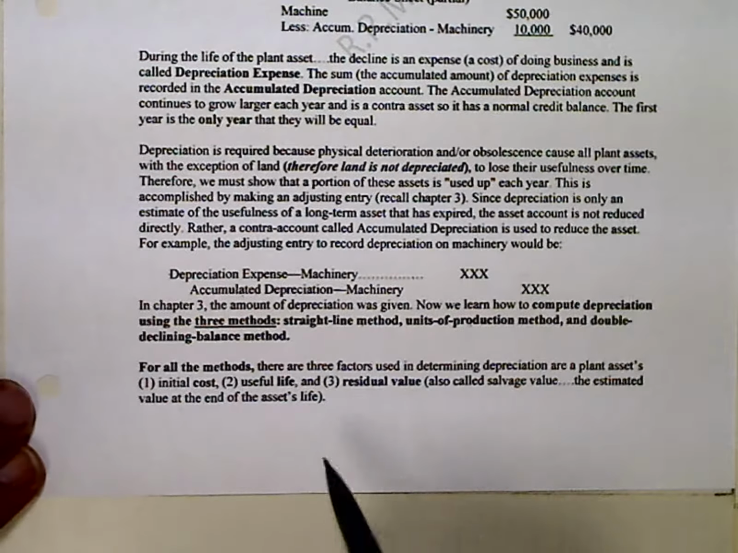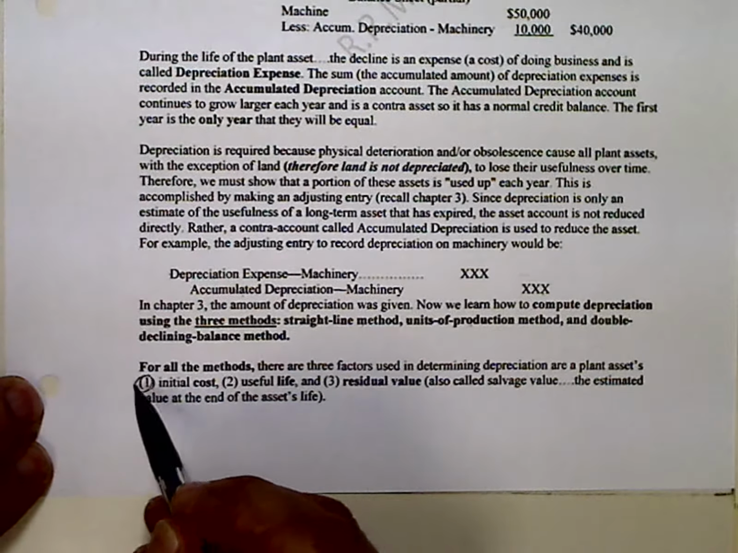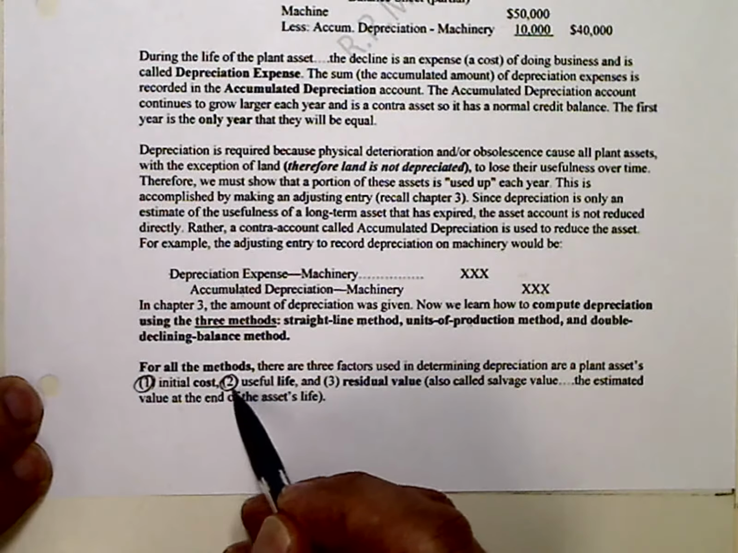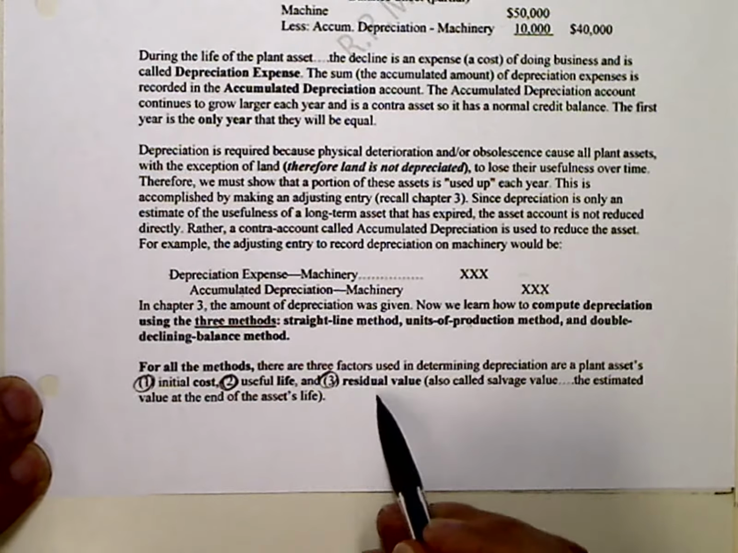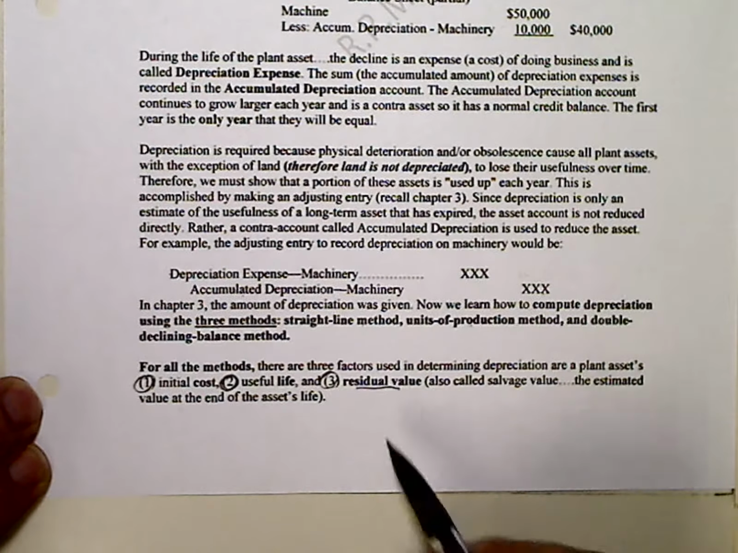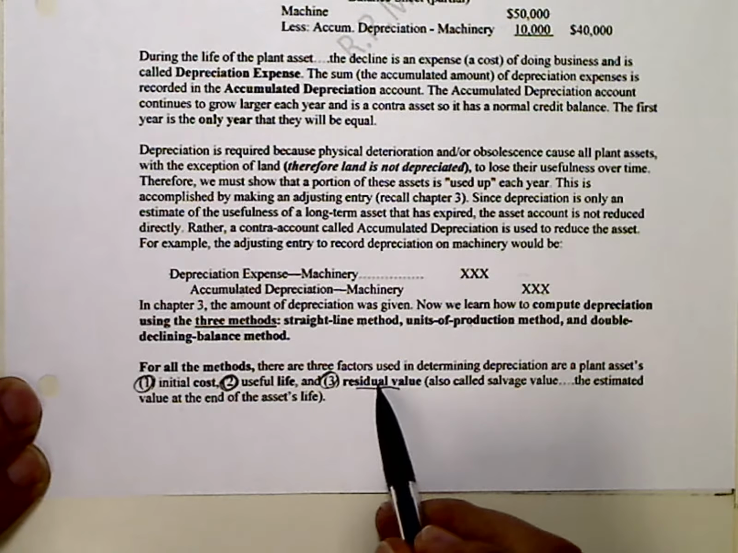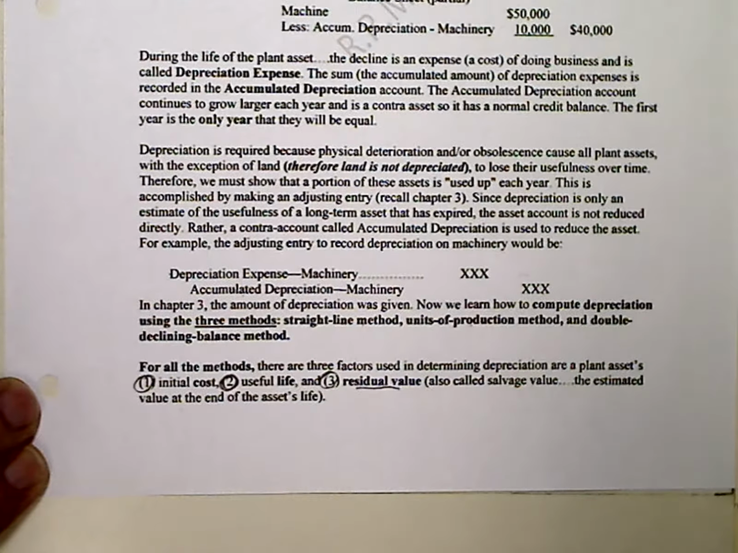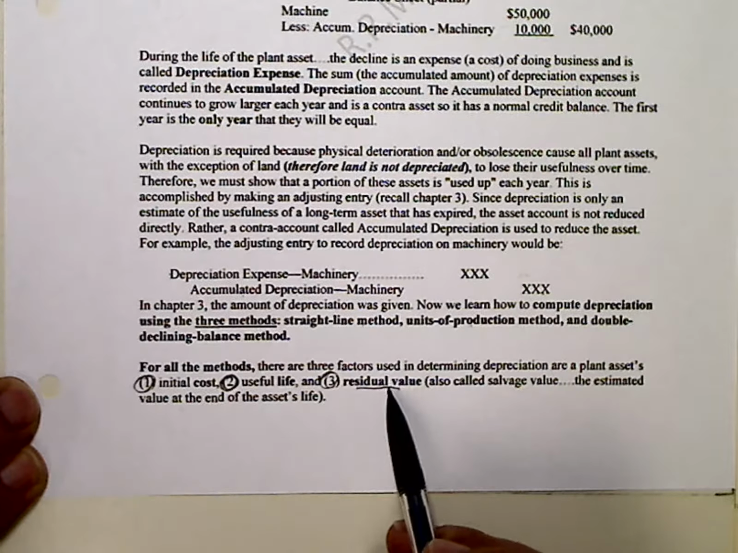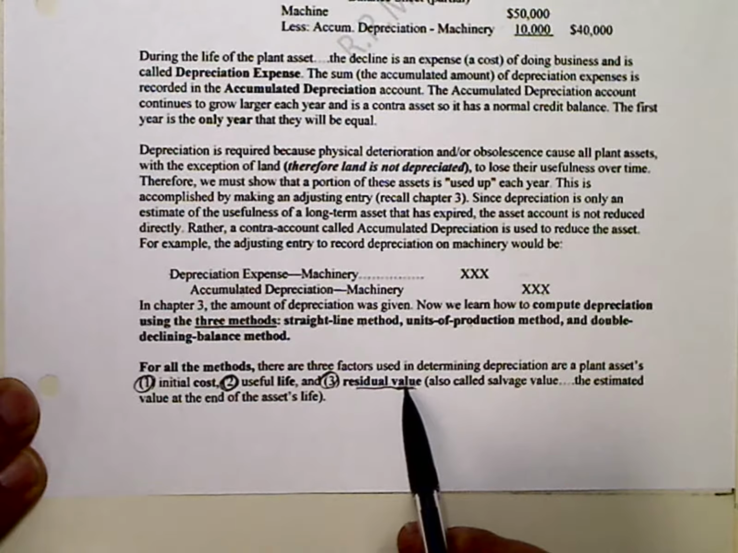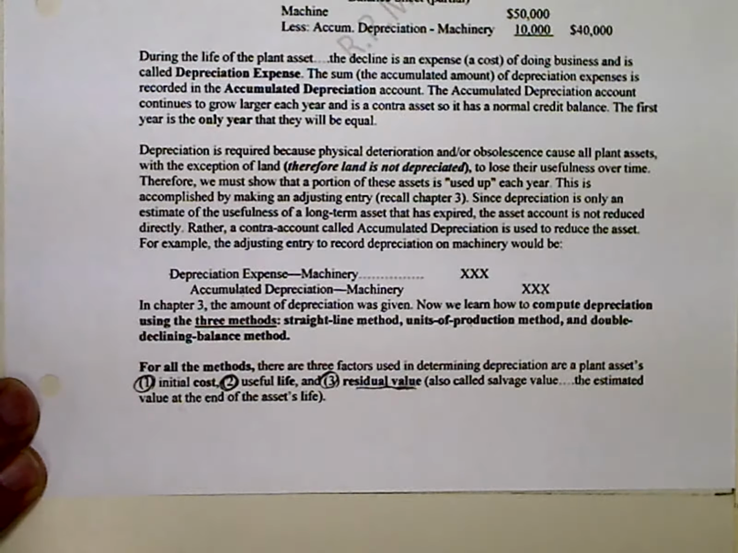There are 3 important things for all of these methods. What's the cost? How long is it going to be used? What do we think that the life is? And what do we think it's going to be worth at the end, the salvage value or residual value? This is important because what we want to do is spread the cost of that asset over the life, but if we buy it for a certain amount and it's worth quite a bit at the end, it's not going to be completely used up, is it? This residual value means it has value at the end, and that needs to be considered in our calculations.